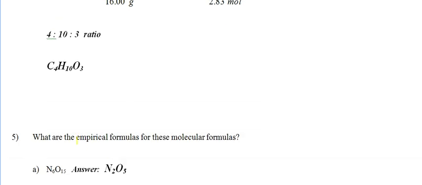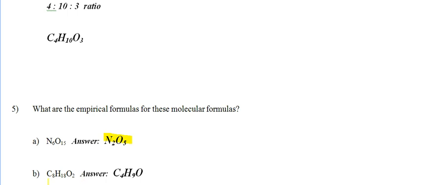All right, number 5. What are the empirical formulas for these molecular compounds? Again, we're looking for the smallest whole number ratio. So since we have N6O15, well, these are not both divisible by 2 or by 6, but they are divisible by 3. So we'll divide those by 3 and we get N2O5. Looking at this one, we have an 8, an 18, and a 2. The bad news is these are only divisible by 2, so half. So this is the empirical, this is the molecular. Okay, make sure that you can distinguish between the two.